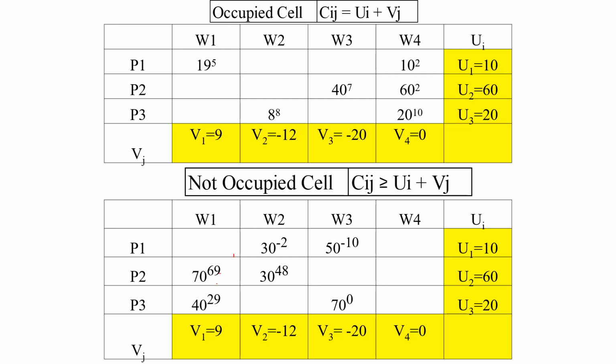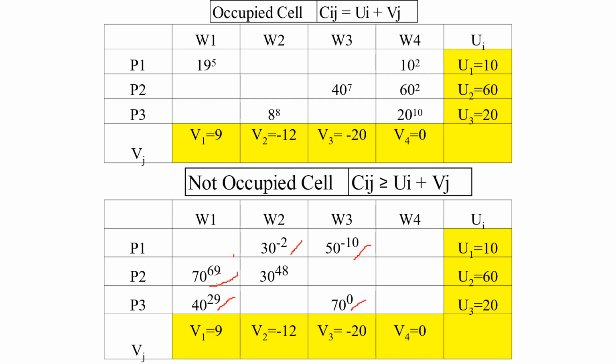70 is greater than 69. Okay. 70 is greater than 69. 40 is equal to or greater than 29, no issue. 30 is equal to or greater than minus 2, no issue. 50 is equal to or greater than minus 10, no issue. 70 is equal to or greater than 0, no issue.